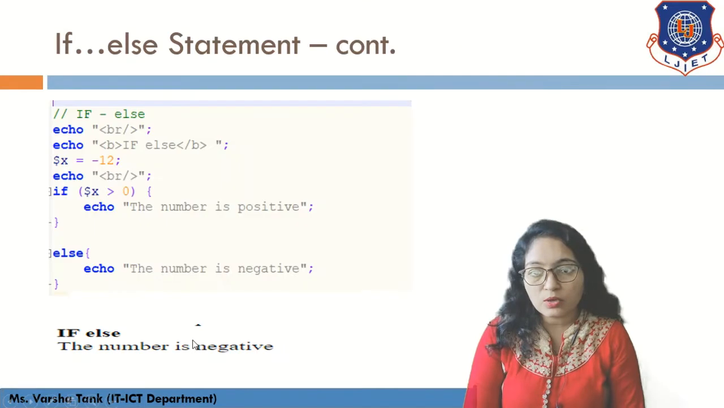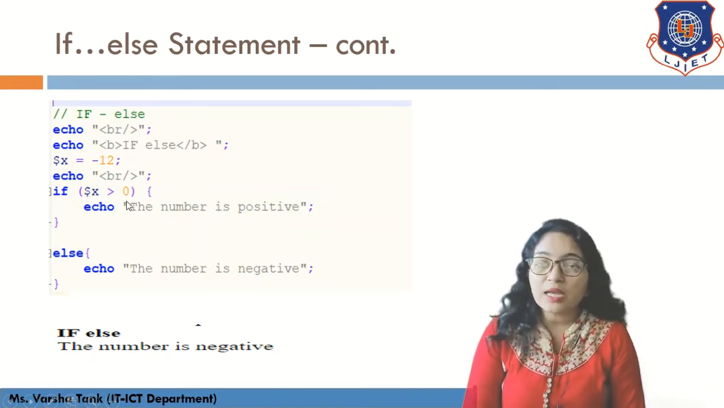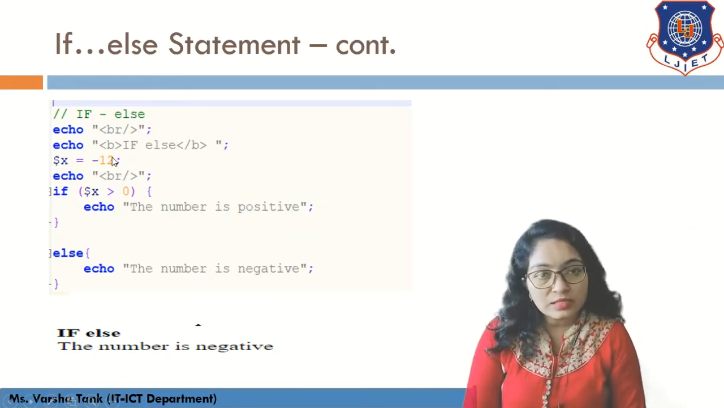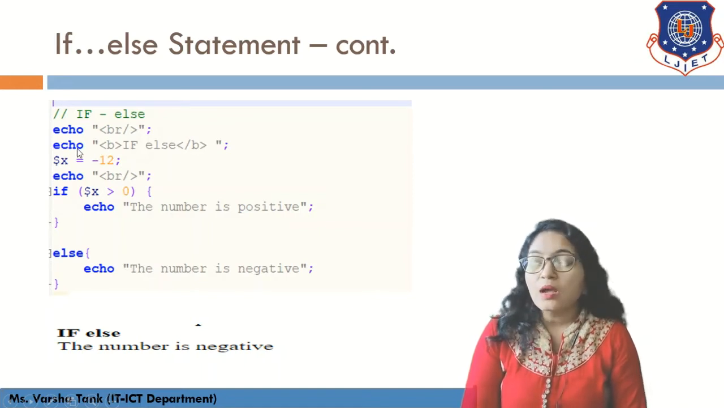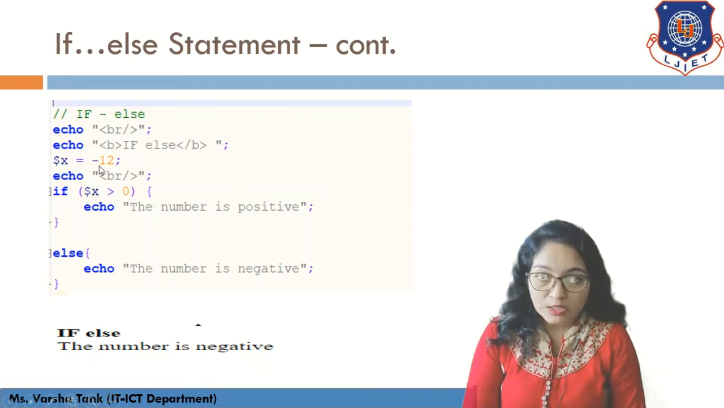this will be executed. And here you can see I just use echo because in my practical I have combined each and every decision statement in the same file. Here echo if else, so it just displays it as if else. Now $x is equal to -12.